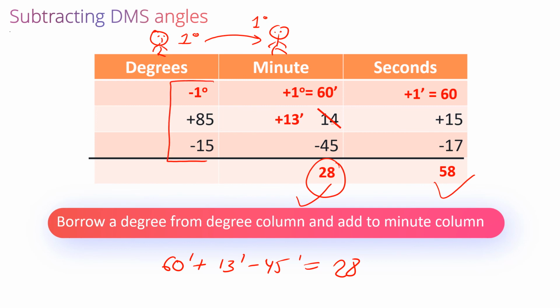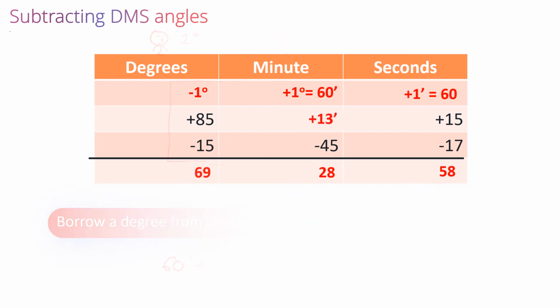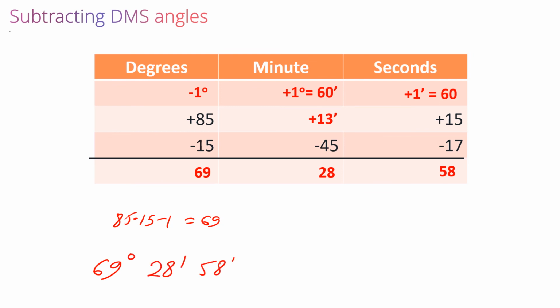And what do we do for this column? Well, 85 minus 15 minus 1 is equal to 69. So if you subtract these two numbers, what we get is 69 degrees, 28 minutes, and 58 seconds. This is how we subtract two DMS values.